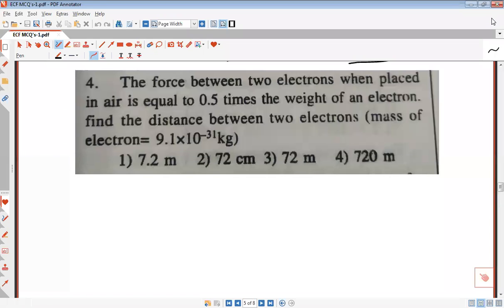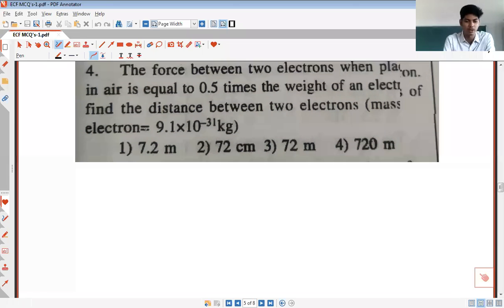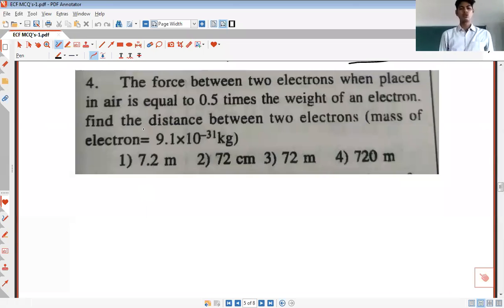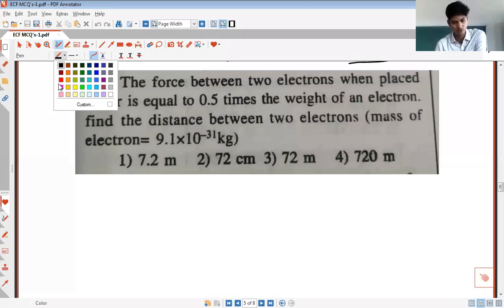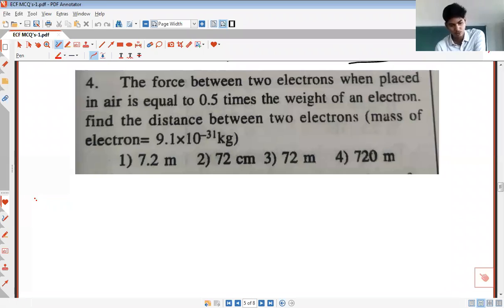The force between two electrons when placed in air is equal to 0.5 times the weight of an electron. Find the distance between the two electrons. So it is given that the force between two electrons is equal to 0.5 times the weight of an electron.